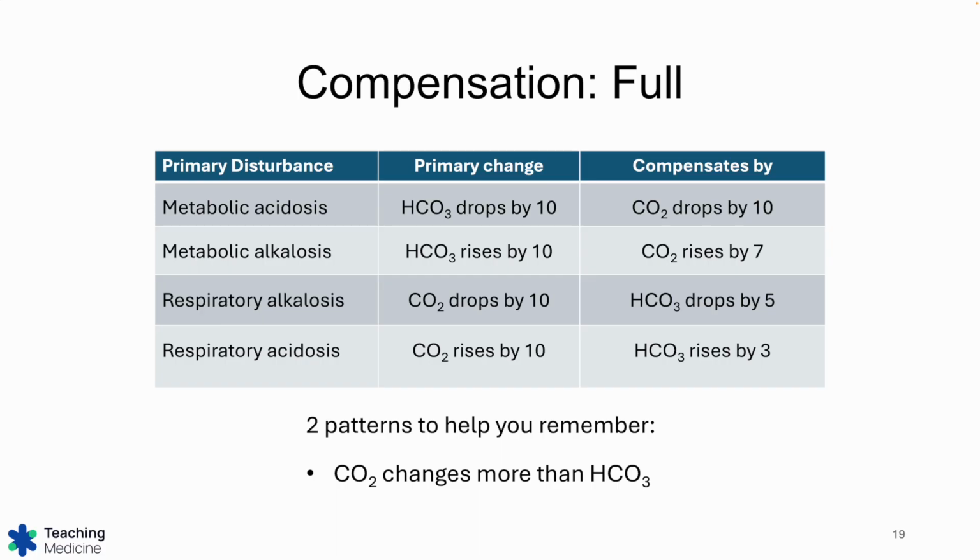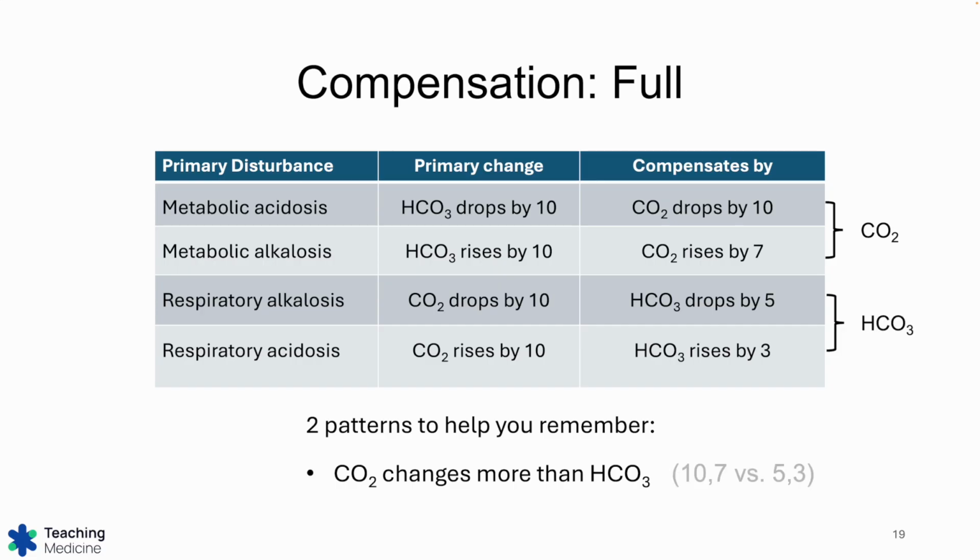There's 4 different numbers you can see in the right-hand column, 10, 7, 5, and 3. And the carbon dioxide compensation changes more than the bicarb. So you can see the top 2 for compensation, the CO2 drops by 10 or rises by 7. That's a bigger change than what we see with the bicarb. The bicarb changes by 5 and 3. So to help you remember these numbers, carbon dioxide compensates more or changes more than the bicarb.